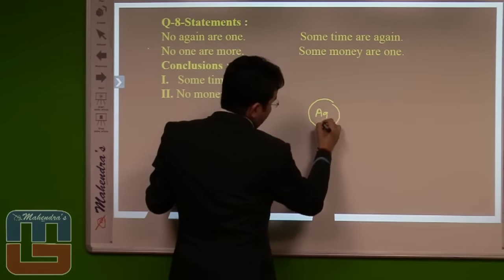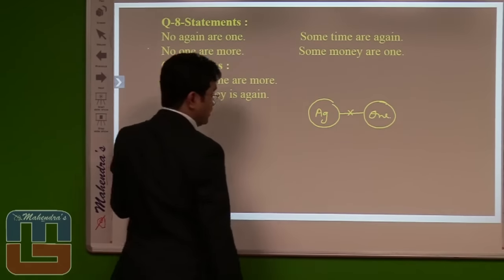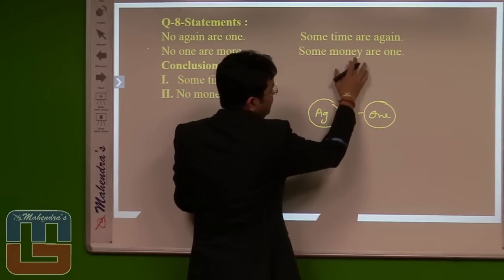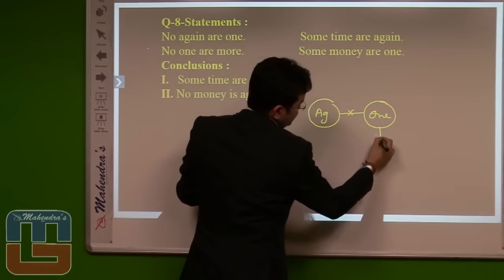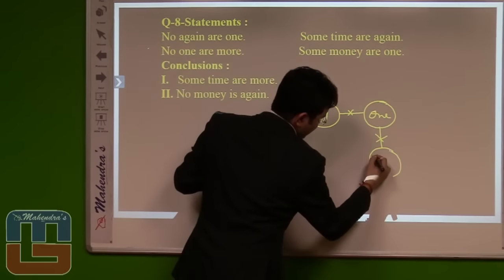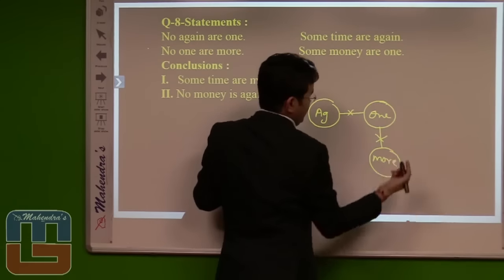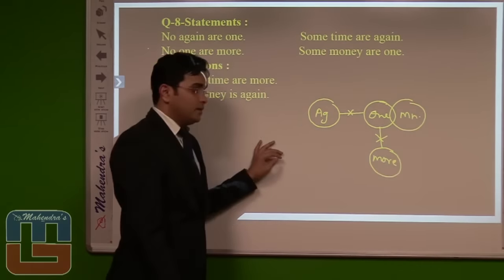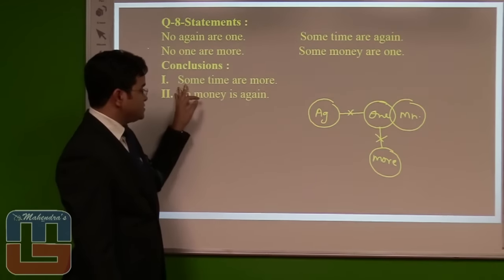No again are one. Okay. Next one, no one are more. Some money are one. Okay. No again are, no one are more. Okay, no one are more. And next is saying some money are one. Some money are one. So we have drawn the statement. Now we can check the conclusion as well.